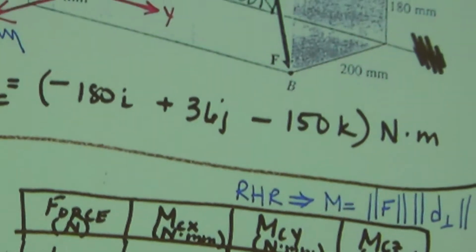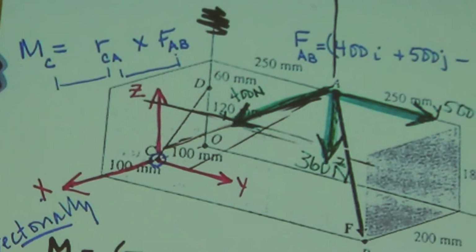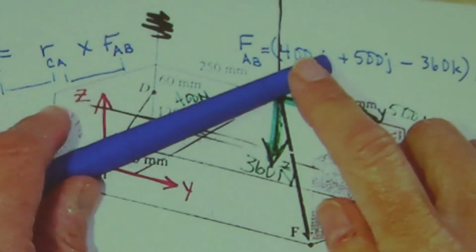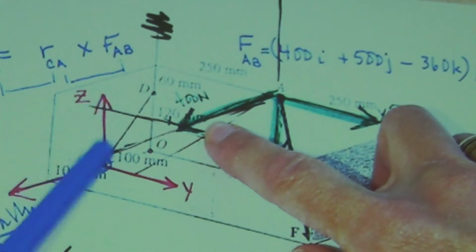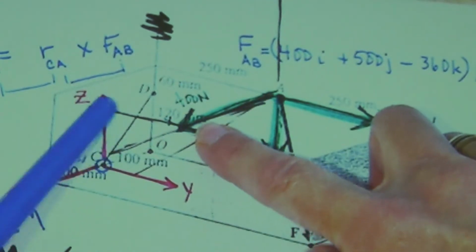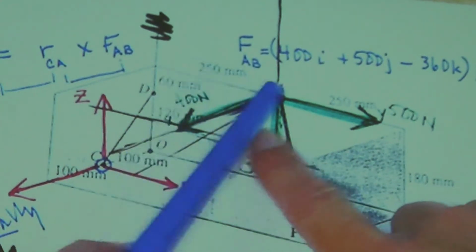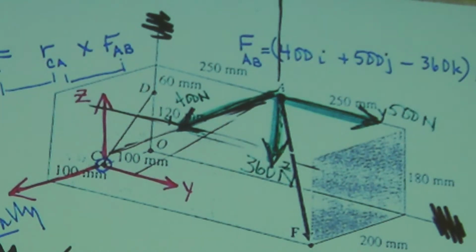I don't even see a 150. Oh, I was just looking at the moment that's calculated. Okay, so here's the force, and the force is causing a spin about the z-axis, right? This is in the x, and this is in the z, so we need a y distance. Let's try again. It's this right here, the 250. So 400 times 250.